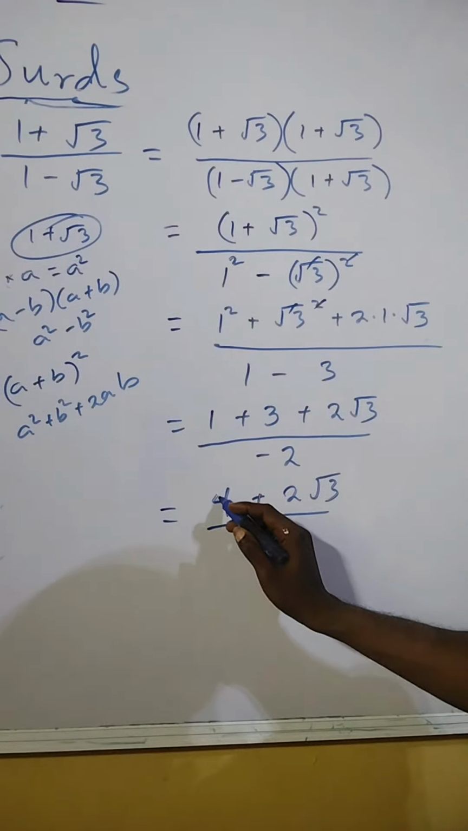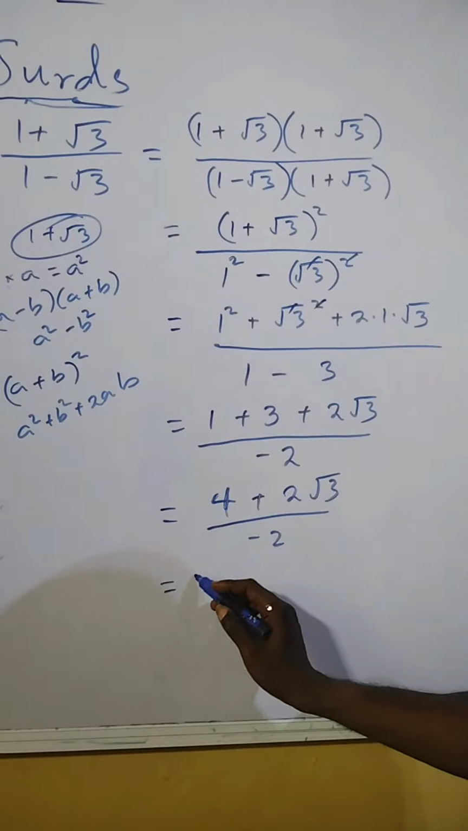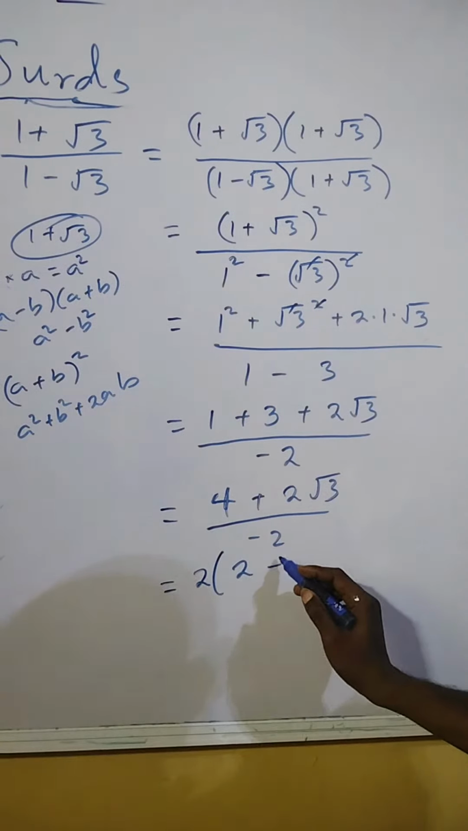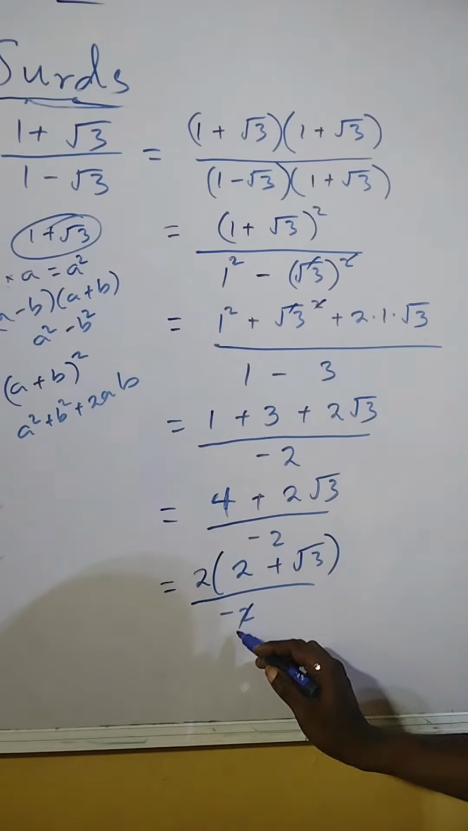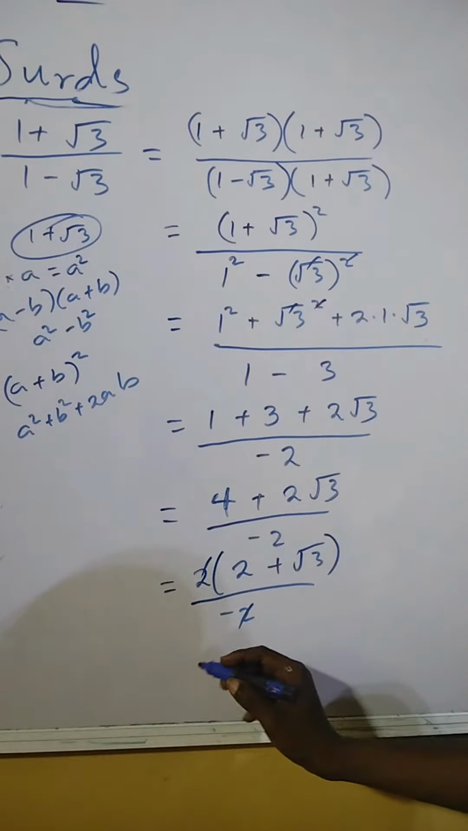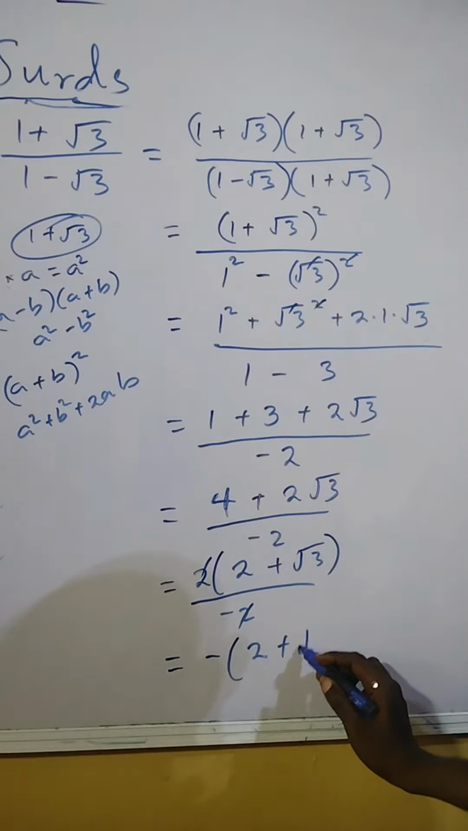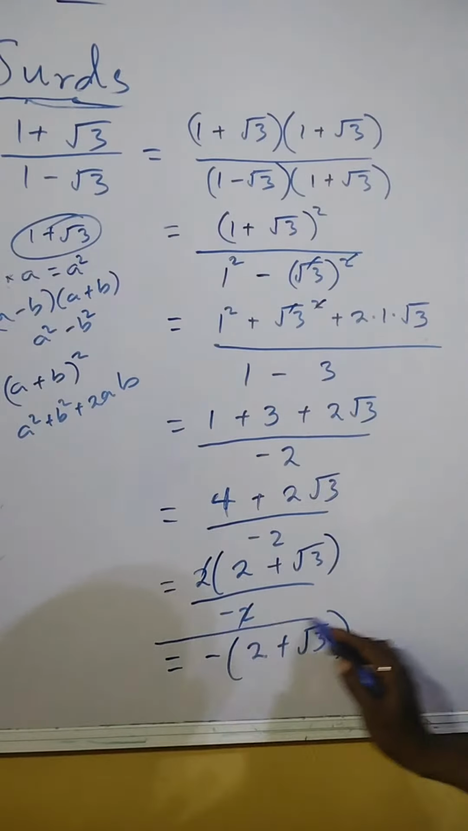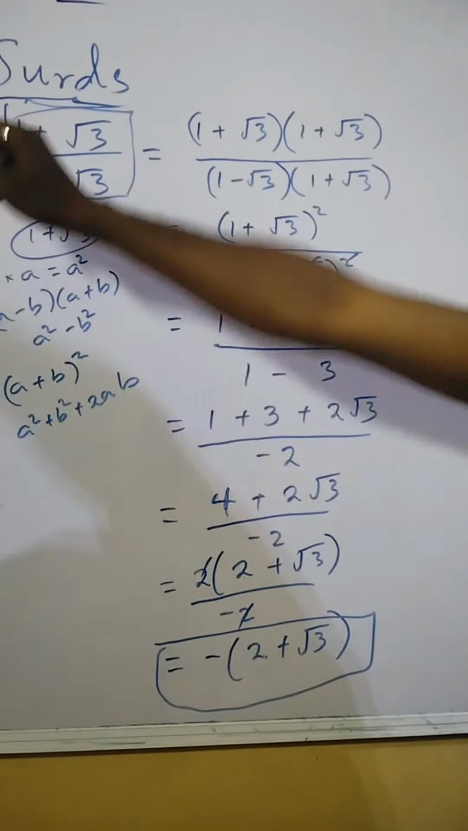Of course, we can decide to split this into two fractions, or better, we factor 2 up here. So 2 is common up here, and this becomes 2 plus root 3, then over minus 2 here. And this 2 can cancel, and we have minus left here, which we can also put in front as minus into bracket 2 plus root 3. So now we have already simplified this particular surd. The answer is minus into bracket 2 plus root 3.